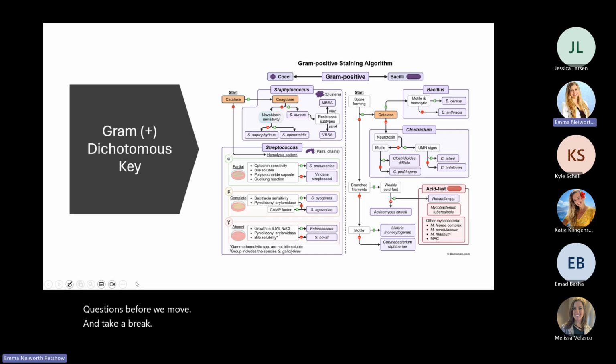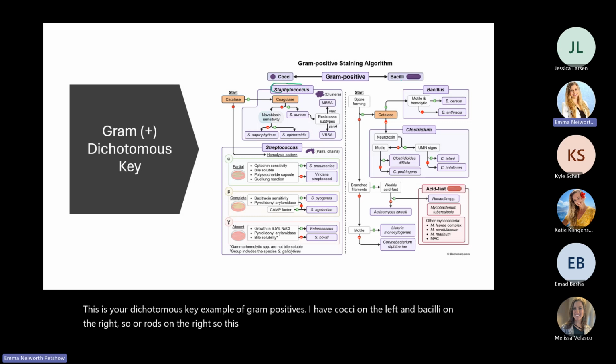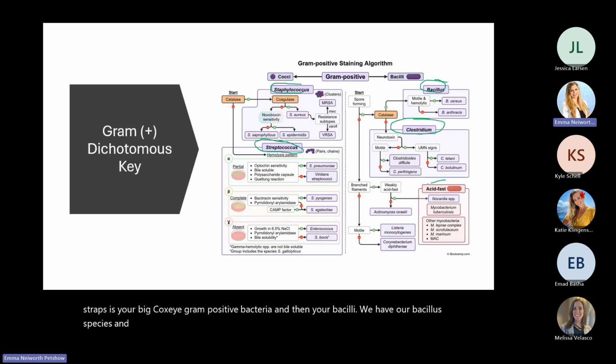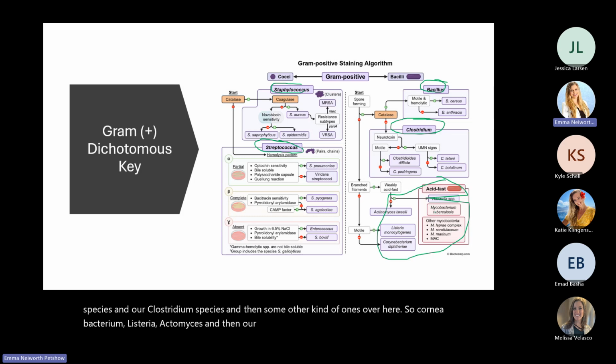This is your dichotomous key example of gram positives. I have cocci on the left and bacilli, or rods, on the right. So this gives you a list of, here's your staph and your streps, your big cocci gram positive bacteria. And then your bacilli, we have our Bacillus species and our Clostridium species, and then some other ones over here. So Corynebacterium, Listeria, Actinomyces, and then our acid fast, so our tuberculosis species.